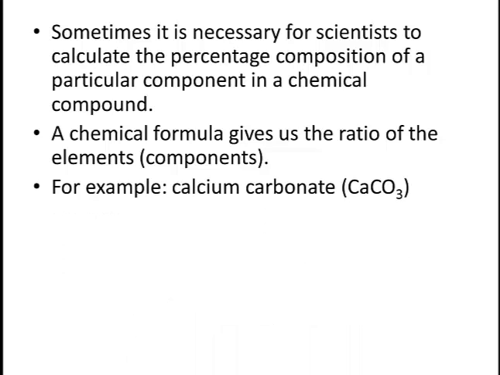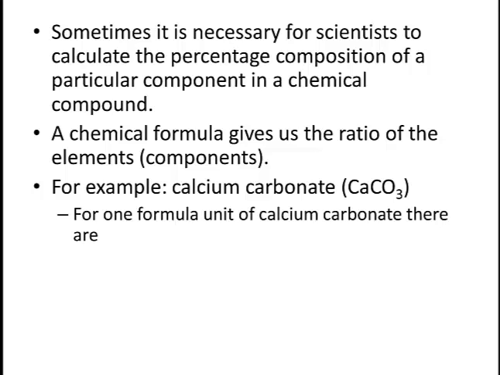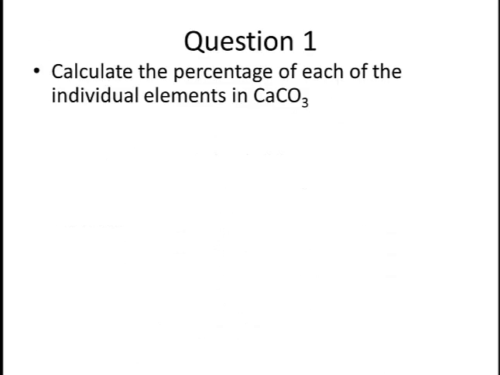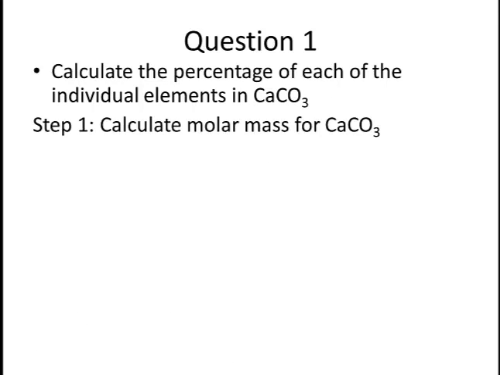Let's have a look at an example such as calcium carbonate. In every one calcium carbonate compound, there are one calcium atom, one carbon atom, and 3 oxygen atoms. We will now move on to a question that asks us to calculate the percentage of each of the individual elements in calcium carbonate. The first step when calculating percentage compositions is to calculate the molar mass.